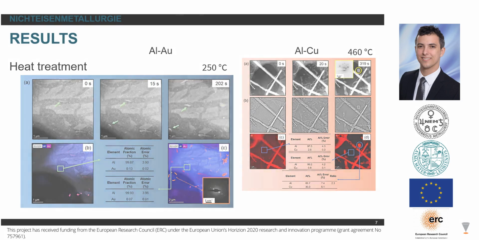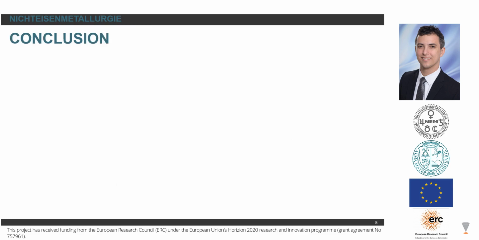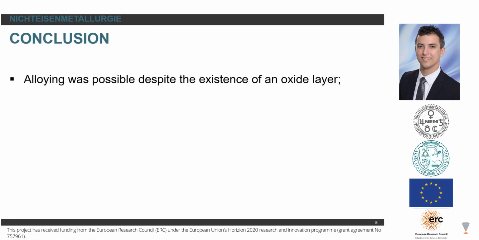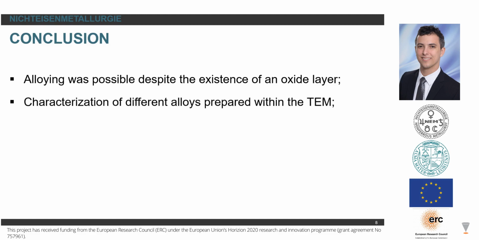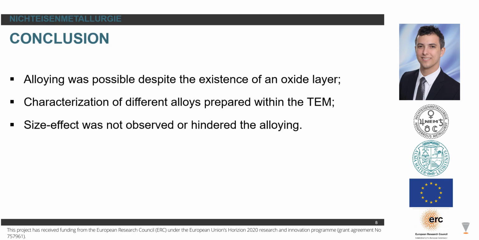The characterization of different alloys prepared with the TEM is possible, and is really intriguing because right now we can actually make a pristine alloy within the TEM and look inside and see the whole transformation occurring. You don't need to do ex situ. The size effect was not observed to hinder the alloying, but we cannot rule that out entirely because we would need a better setup to properly analyze and study these size effects.